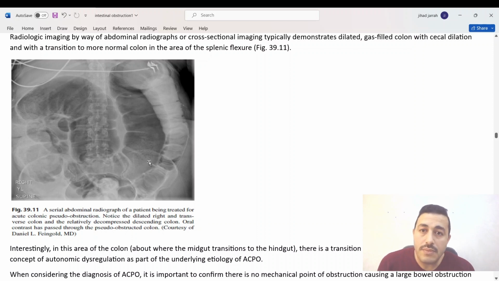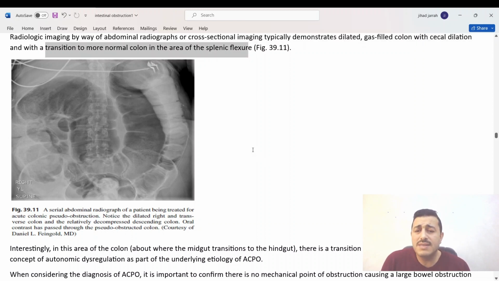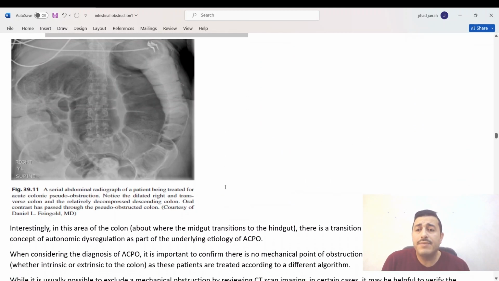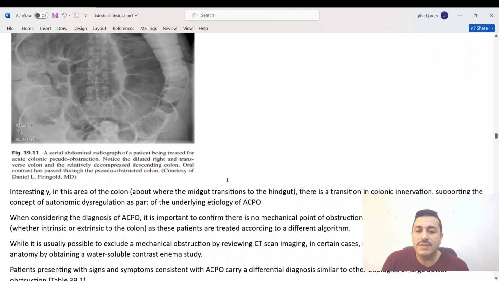So this may help us. You can see here a transition to more normal colon at the splenic flexure. This is related to the autonomic supply of the bowel. Here is a picture. Of course, we have to rule out a mechanical cause. If you remember, we said that in about 20% of patients diagnosed with pseudo-obstruction on imaging, we found a mechanical cause.